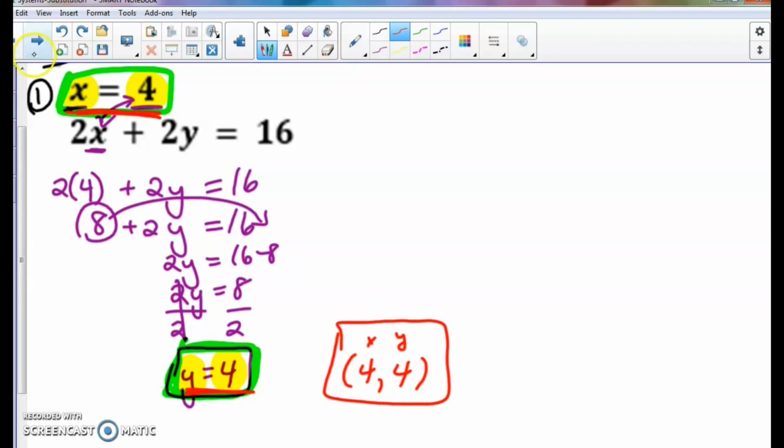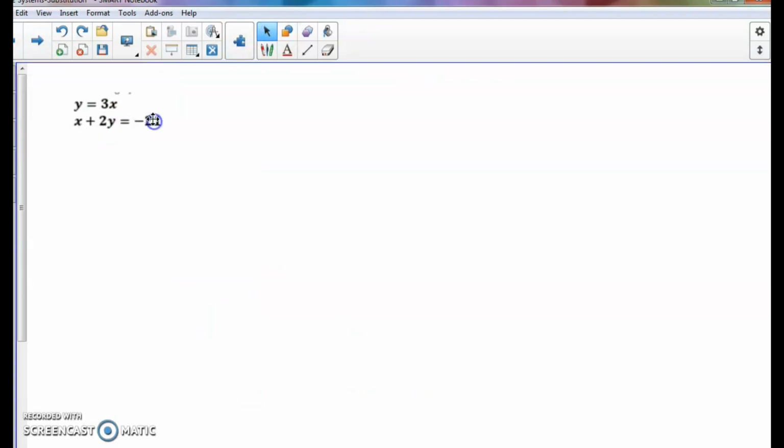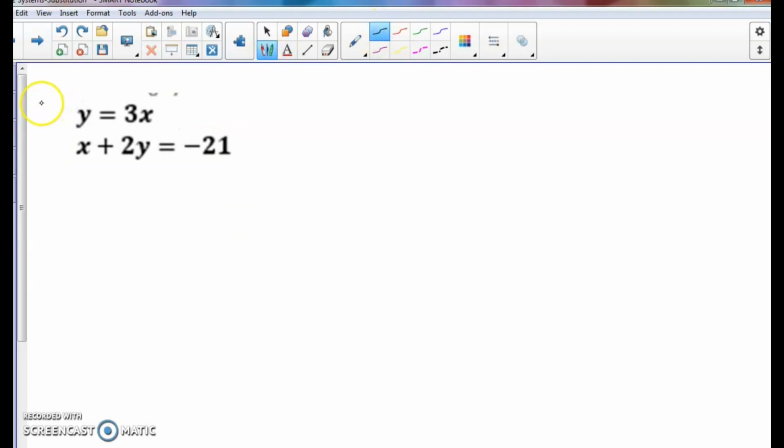So let's see another example. So example 2. Let's make this just a little bit bigger here, that way we can see it. So we got y equals 3x, and then x plus 2y equals negative 21. So go ahead and write out that system.